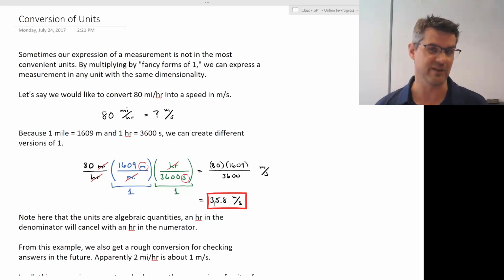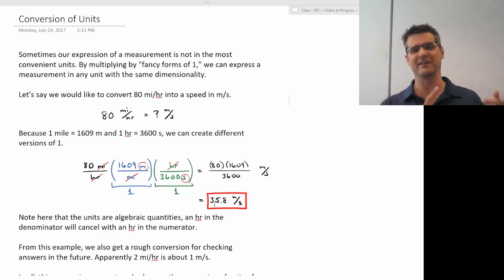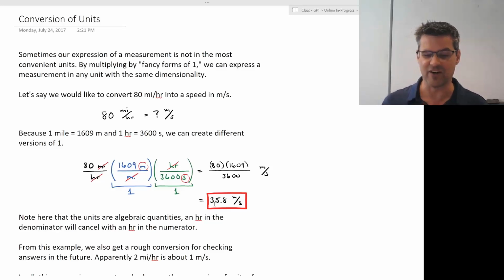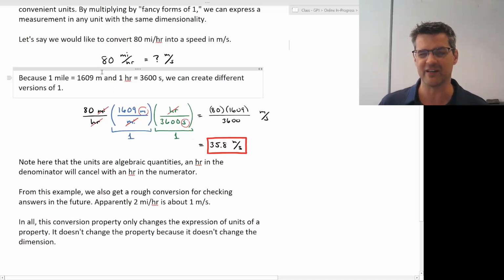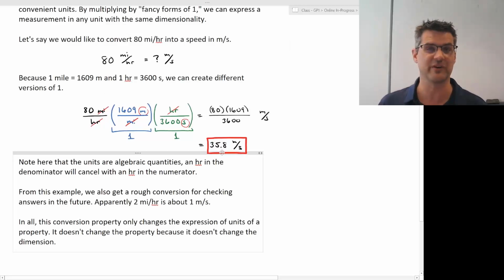They don't have the same units. They don't have the same number. But they are the same thing. Because all I did was take something, multiply by 1, which means it doesn't change, multiply by 1 again, which means it doesn't change. Pretty cool. So using this, I can convert all kinds of different things. And in fact, this particular example is useful because it tells us that 35 is about the same thing as 40. So 80 miles per hour is about the same thing as 40 meters per second. Or 2 miles per hour is about the same thing as 1 meter per second.